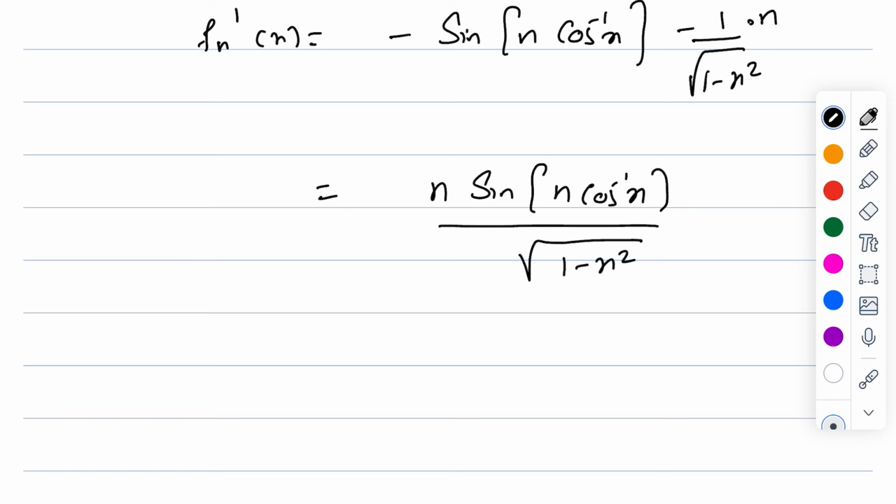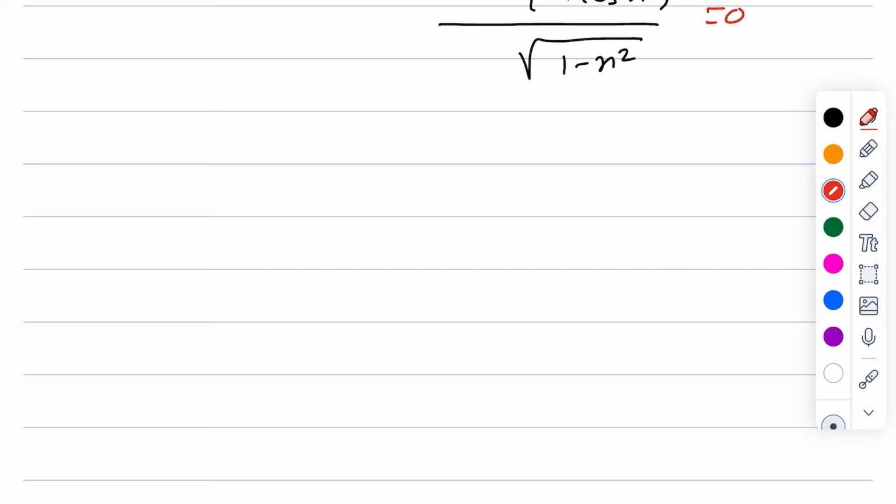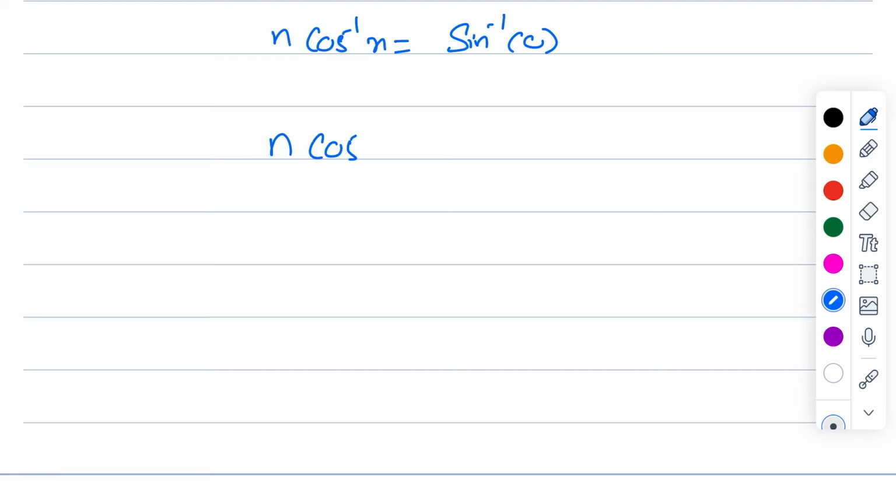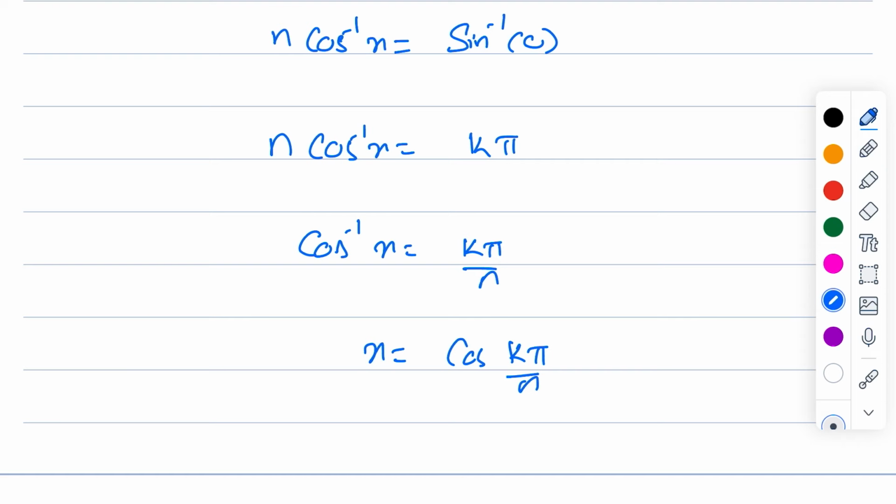Now it should be equal to 0. So what do I get out? n sine(n cos inverse of x) should be equal to 0. So n cos inverse of x should be equal to sine inverse 0. Sine inverse 0 is 0. So n cos inverse of x should be equal to k pi, because sine of multiples of pi is always equal to 0. So from there, cos inverse of x equals k pi upon n. x equals cos of k pi upon n. That is what we were asked to prove.